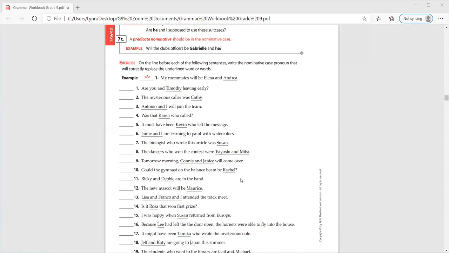Number 10. Could the gymnast on the balance beam be Rachel? It will be he. She. Oh, she, sorry. It's okay. Good job. Thank you, Farah. You're welcome.